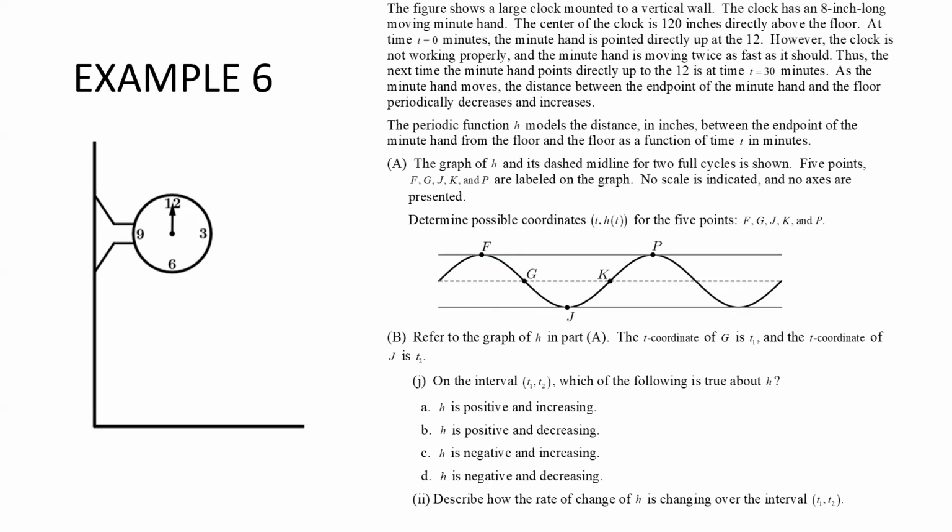All right, so we have here, the figure shows a large clock mounted to a vertical wall. The clock has an 8-inch long moving minute hand. The center of the clock is 120 inches directly above the floor. At time equals 0 minutes, the minute hand is pointed directly up at the 12.